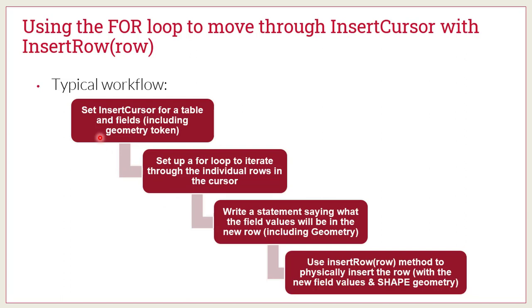So we're going to open up an insert cursor with the with statement, tell it what feature class we want to be getting write access to, and then list out all of the fields, including the geometry token that we want to work with. Set up a for loop to iterate through so we can add multiple rows based upon what's being held in the cursor. Write a statement saying what the field values will be for each row. And then use the insert row method to physically do the inserting to the row with the new field values and the shape geometry. It's this final statement with insert row that does the actual data updating and the actual editing of your data set.